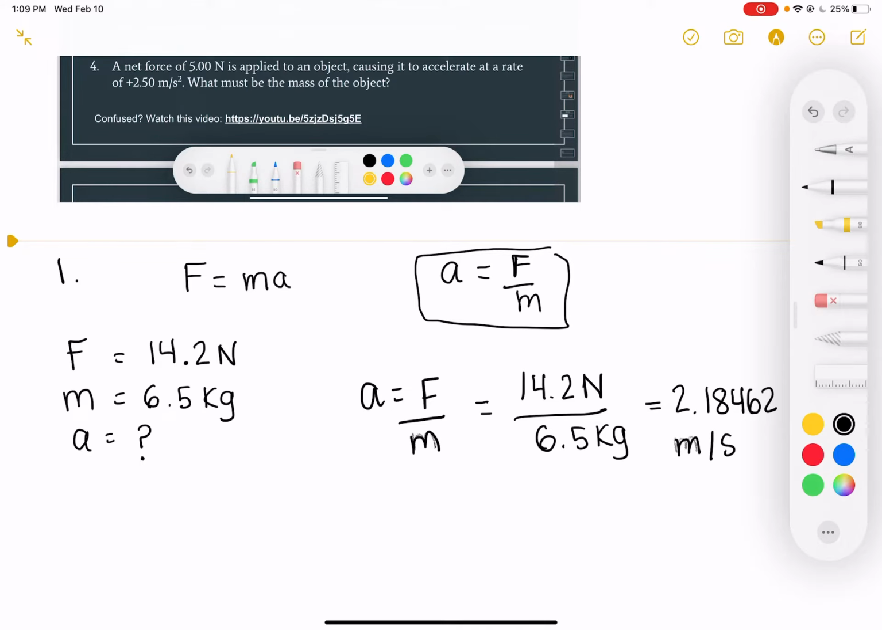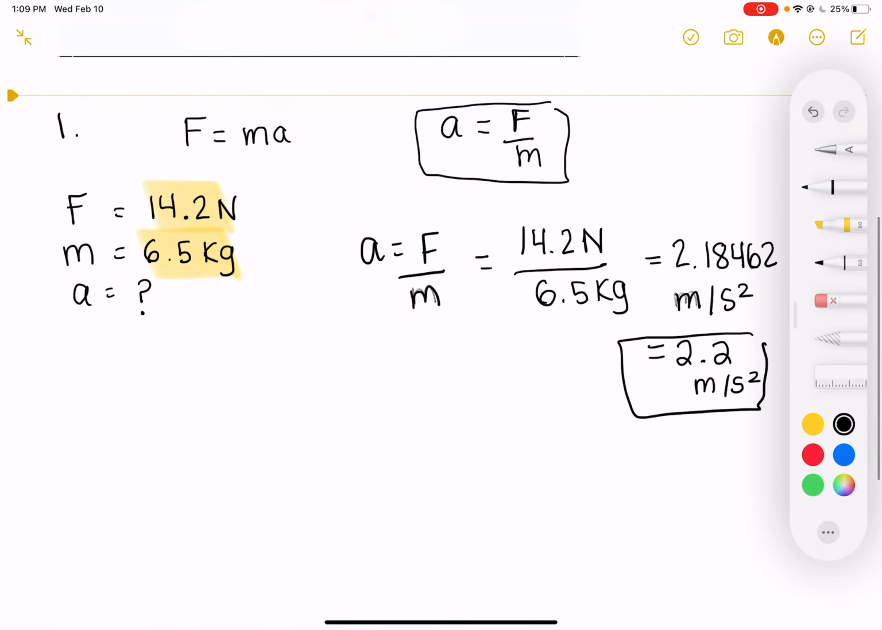Meters per second squared. For this one, if we're looking back at our significant digits, back to our question, there's 2 here and 3 here, so we want to round our answer to 2 significant digits. So we're going to round this to 2.2 meters per second squared. Okay, so that would be our final answer for that one.